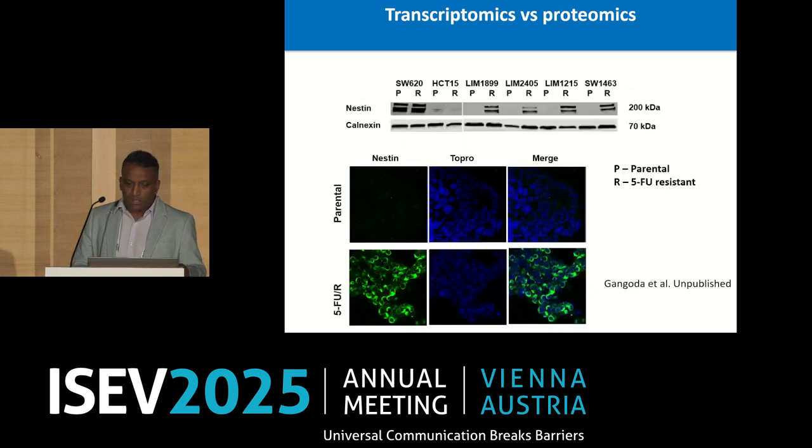And one other thing you may need to bear in mind is, here is one data set where you're looking at resistant and parental cell lines of colorectal cancer for 5-fluorouracil. And you can see the P is the parental cell and the R is the resistant cells. You can see this protein called nestin, which is present only in the resistant cell but not in the parental cells. But when you do mass spec analysis, we did not find it. So here it is black and white, but in mass spec, it is not found.